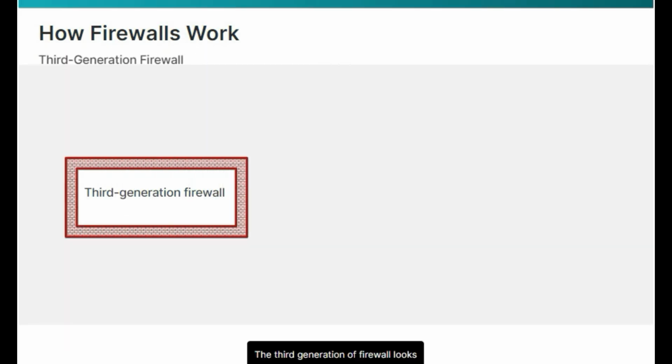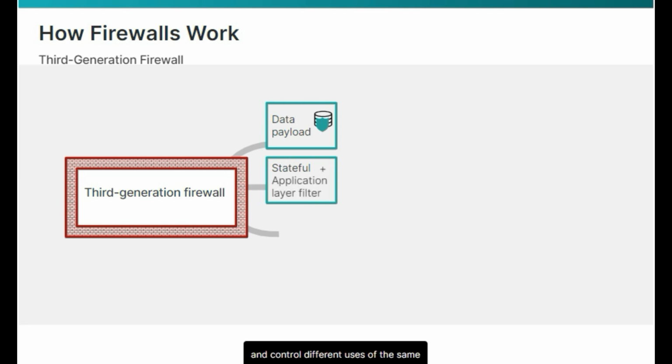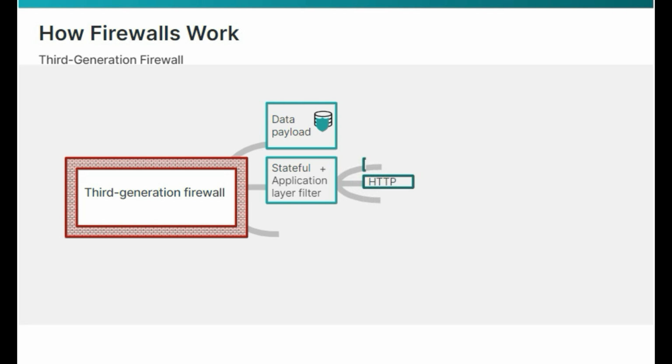The third generation of firewall looks deeper into the data payloads. While still stateful, these firewalls understand the application layer protocols and control different uses of the same basic protocol. This is known as application layer filtering. Firewalls that implement application layer filtering can understand protocols such as HTTP, FTP, and DNS.